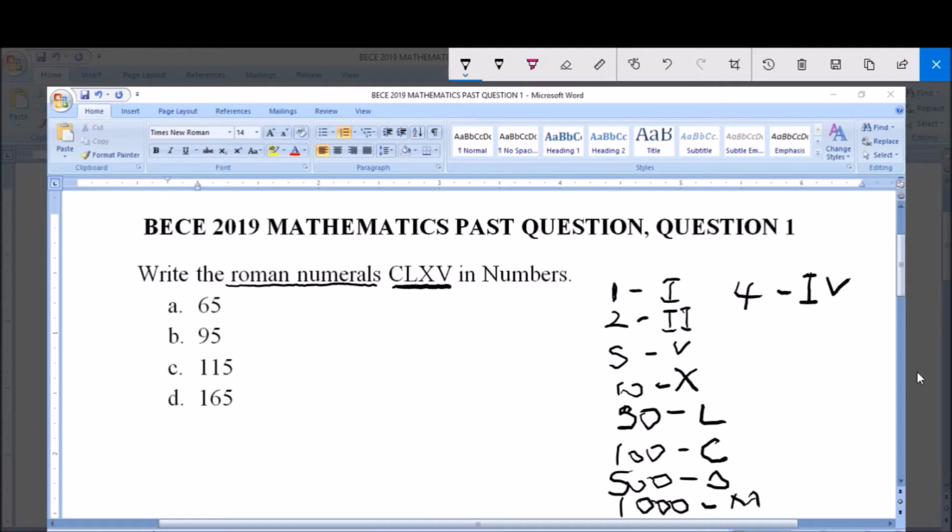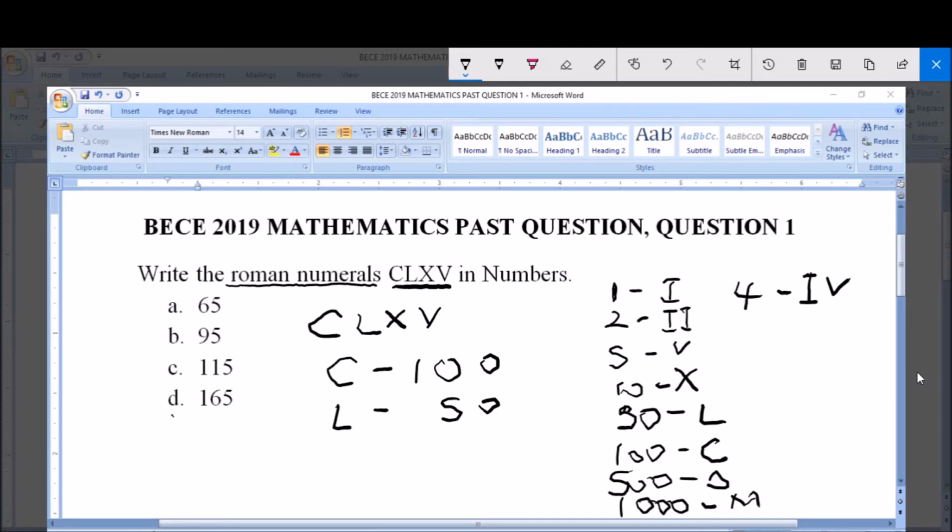But the question here says, write this Roman numeral CLXV in numbers. Now to write this Roman numeral in numbers, you start from the left and move to the right. Now you have your C, and like I told you, in the Roman numeral system, C represents 100. Then the next is your L, and L represents 50. Like you can see here, L represents 50.